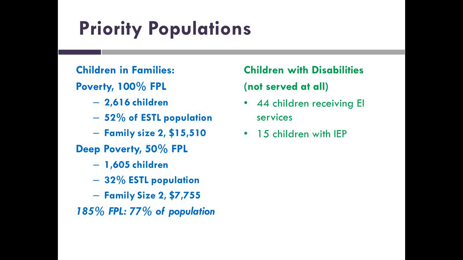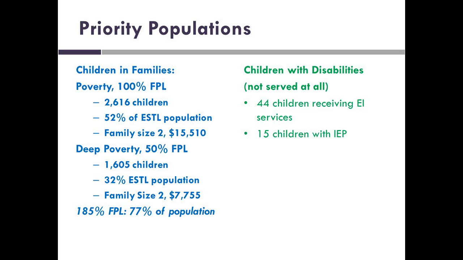And you can see that 50% of the population is at 100%, 32% is at 50% of the federal poverty level, and then 75% of all children under the age of 5 are eligible for child care assistance, so at 185% of the federal poverty level. Yet families aren't accessing the service, again, because they're not working or going to school.